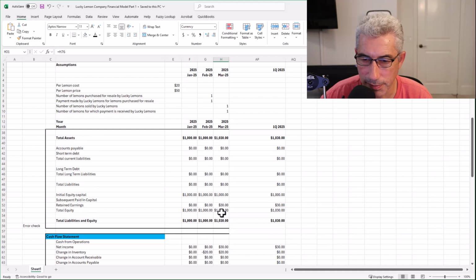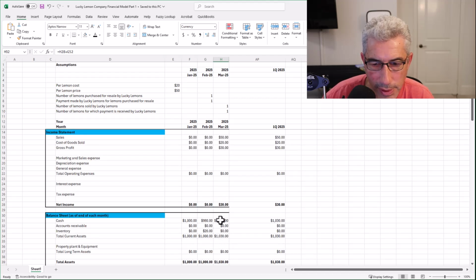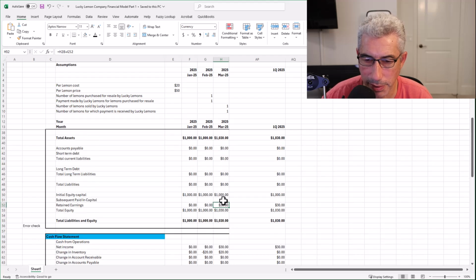And then further down on the balance sheet, we have retained earnings equals $30. This comes from the income statement. So H28 plus G52. So net income in the current month is added to the retained earnings. And so we've got total assets of 1,030, total liabilities and equity of 1,030.